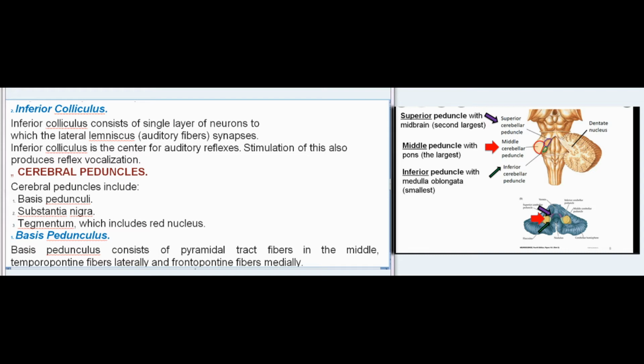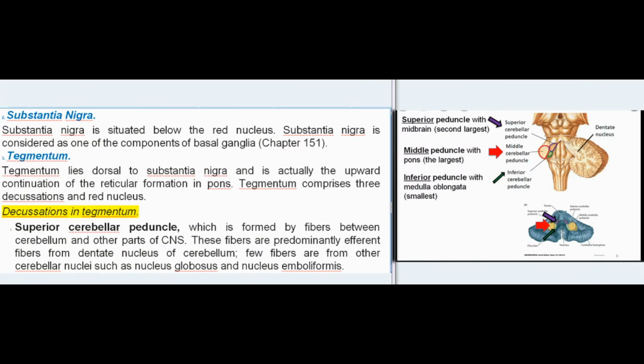Cerebral peduncles. Cerebral peduncles include basis pedunculi, substantia nigra, and tegmentum, which includes red nucleus. Basis pedunculus consists of pyramidal tract fibers in the middle, temporopontine fibers laterally and frontopontine fibers medially. Substantia nigra. Substantia nigra is situated below the red nucleus. Substantia nigra is considered as one of the components of basal ganglia, chapter 151.